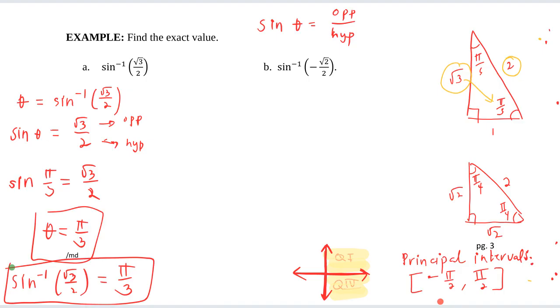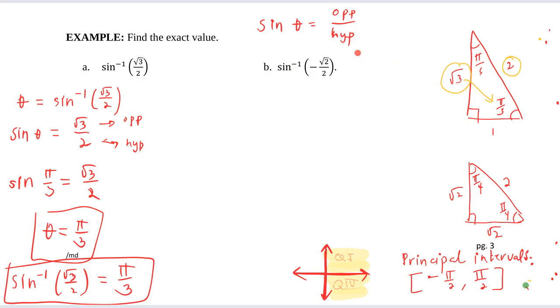What is the principal interval for the sine? It is from negative pi over 2 to pi over 2. And pi over 3 is within this interval, as we can see. Okay, so therefore, we can now finalize our answer that indeed the inverse sine of radical 3 over 2 is pi over 3.